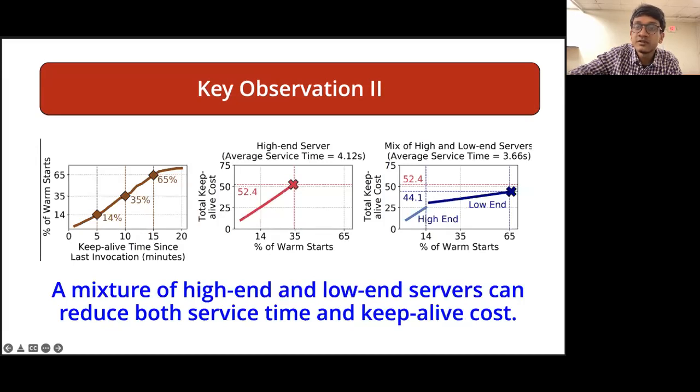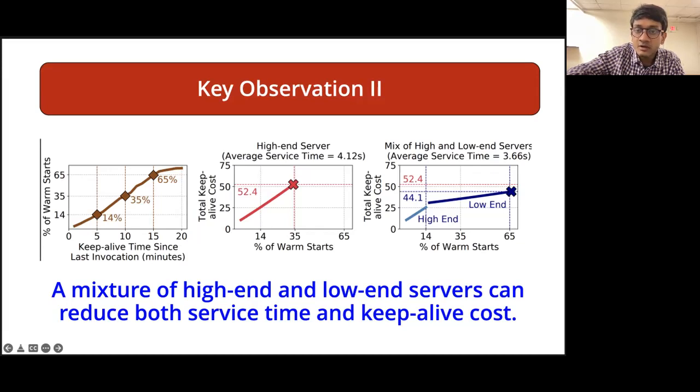Now we make the second observation. From the figure on the very left, we see that as keep alive time increases, the number of warm starts also increases with it. This is very intuitive. For example, for 35% warm starts, we need a 10-minute keep alive time. Now from the figure in the middle, we see that on a high-end cluster, if we need 35% warm starts, we incur 52.4 keep alive cost and have an average service time of 4.12 seconds.